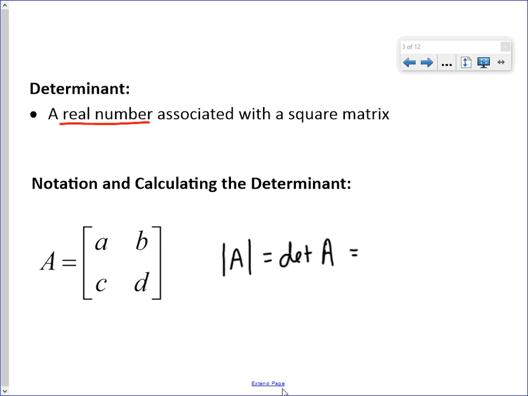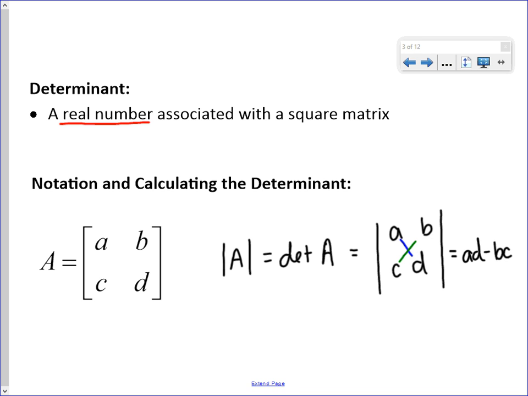And then this is how you calculate the determinant. Depending on which notation you use, I'm going to rewrite this matrix, but notice I'm not using matrix brackets, I'm using just the straight vertical bars, so that's telling me to calculate the determinant of the 2 by 2 matrix. And the determinant is AD minus BC. Seem familiar?